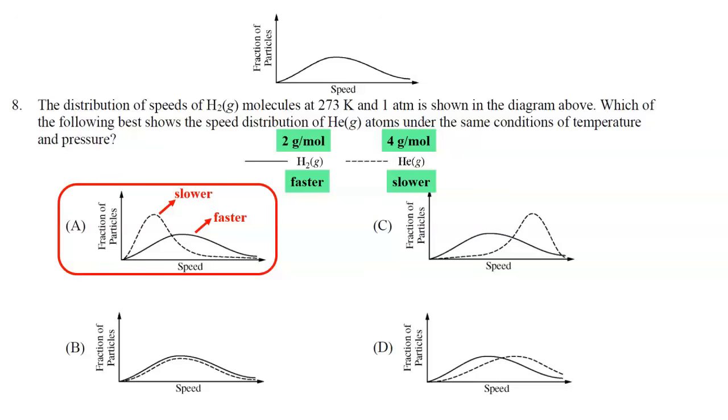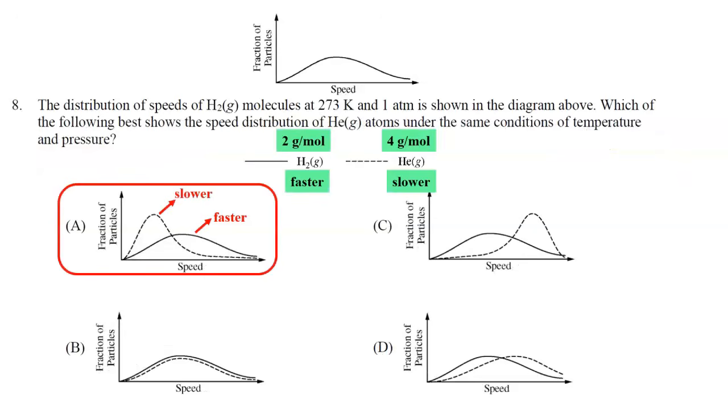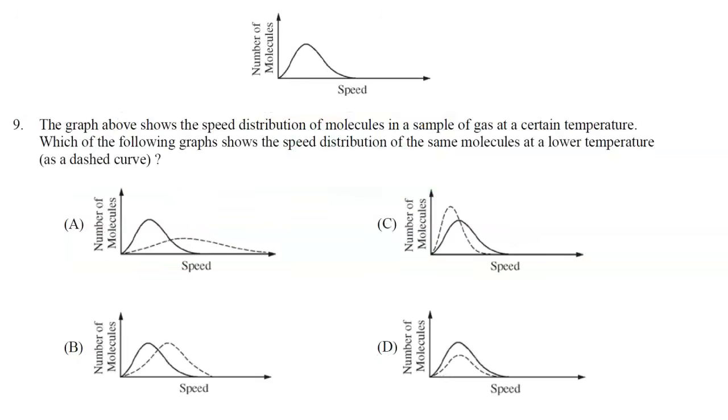Now, let's take a look at question 9, which is very similar to question 8. Question 9 says, the graph above shows the speed distribution of molecules in a sample of gas at a certain temperature. Which of the following graphs shows the speed distribution of the same molecules at a lower temperature as a dashed curve? So in question 8, we were comparing two different gases where the mass of the particles were different, but the temperature remained constant. So now in question 9, we're not focusing on the mass of the particles, but rather what effect does decreasing the temperature have on the speed.